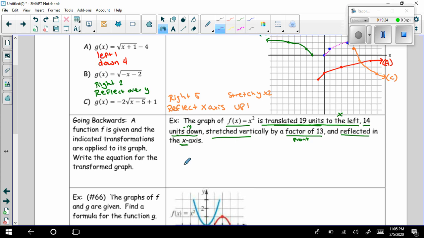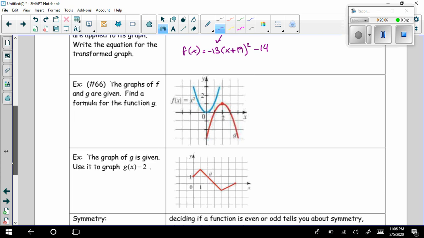And so we start by writing our equation, so f of x equals, okay, we want this grouped with our x inside the parentheses, so we have x left means we want this to say plus, it's always the opposite. X plus 19, quantity squared, it's still a quadratic. We need to go down 14, so we're going to subtract 14. We should be stretching this by 13, so vertically stretching by 13, and then reflecting. So that needs to be a negative 13. And then you have your equation, and you could type that in and graph it, double check with your parent function that it did what it needed to do.